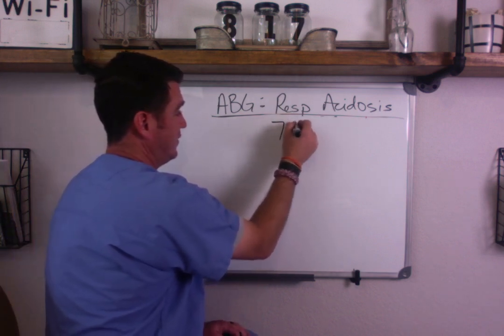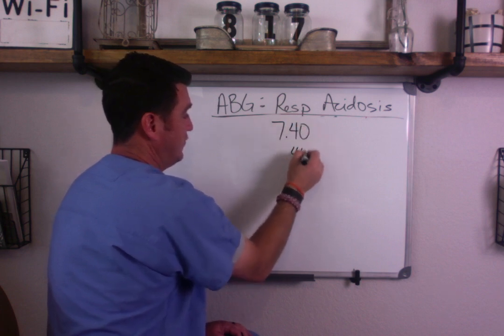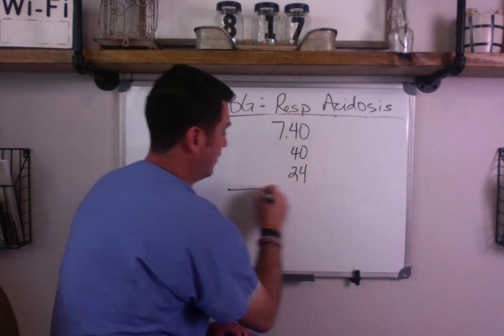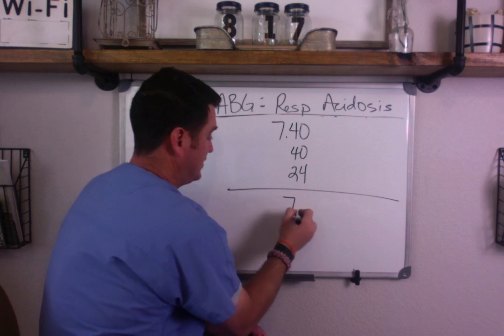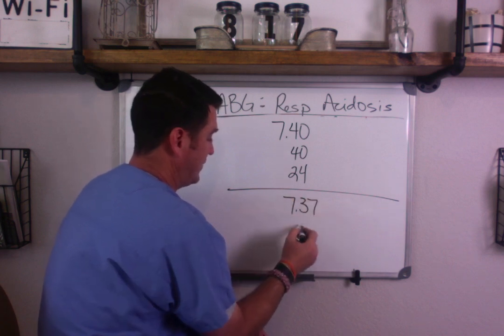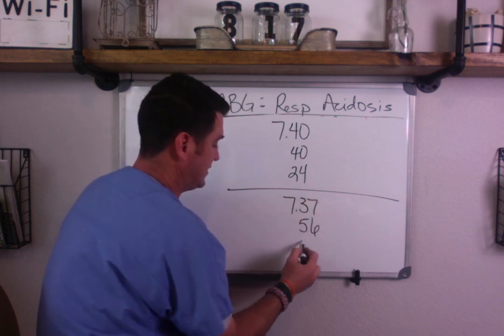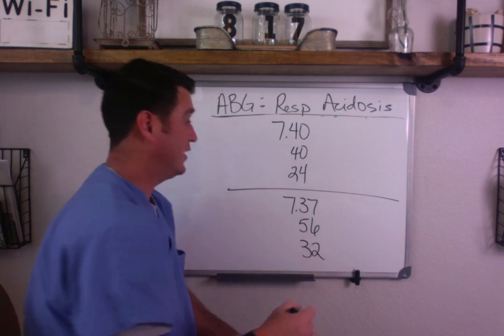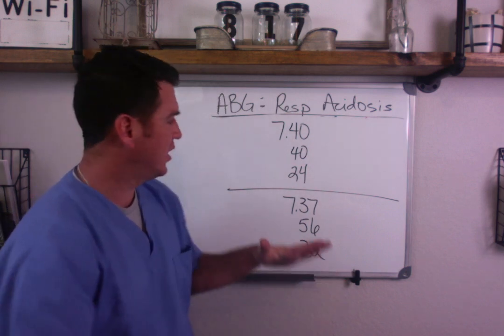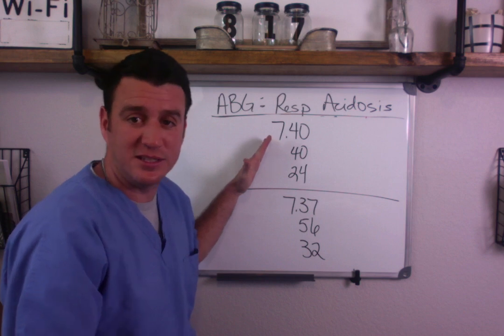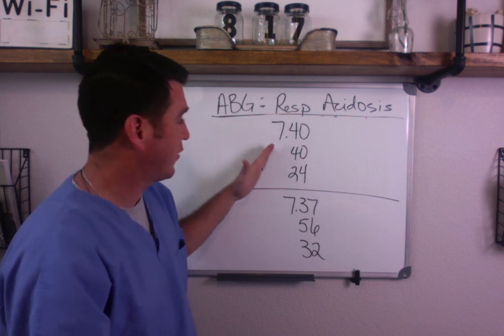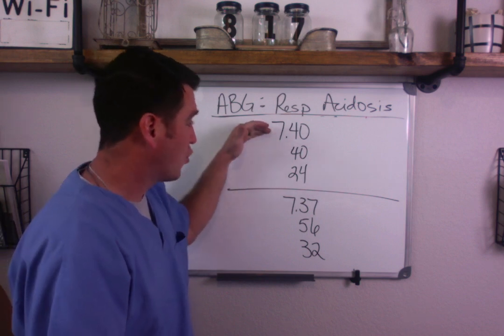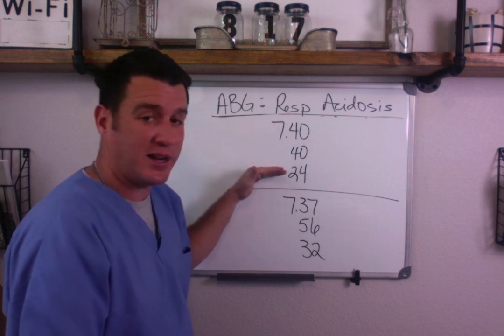7.40, 40, 24. 7.37, 56, and 32. Now, we already know that this is normal. This is me. This is us. This is where we live right now. We live at a state of a normal pH with a normal CO2 and a normal bicarb.